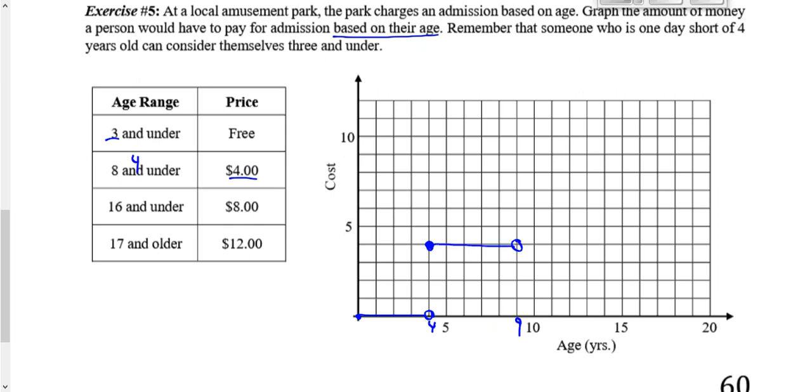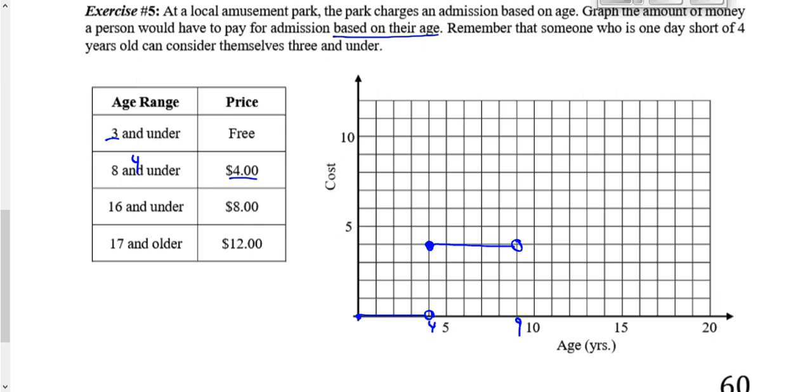Why don't you guys see if you can finish this out now for the other 2 ages? You get the part where the 16 and under will have an open circle where? At 17. And it'll have a closed circle where? At 9. Because that doesn't include 9 until you get into the next category. So go ahead, see if you can finish up that graph.